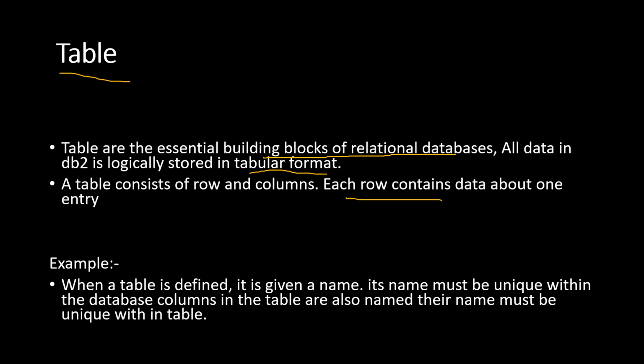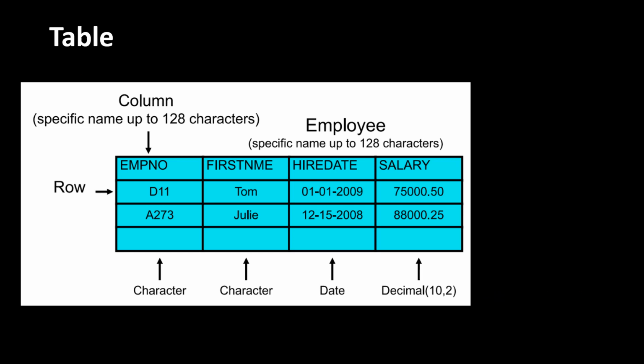Let's take one example. When a table is defined, it is given a name, and the name must be unique within the database. This is important. You already know what a table is. So let's take one example. Here each column is set up to hold a specific data type and length.